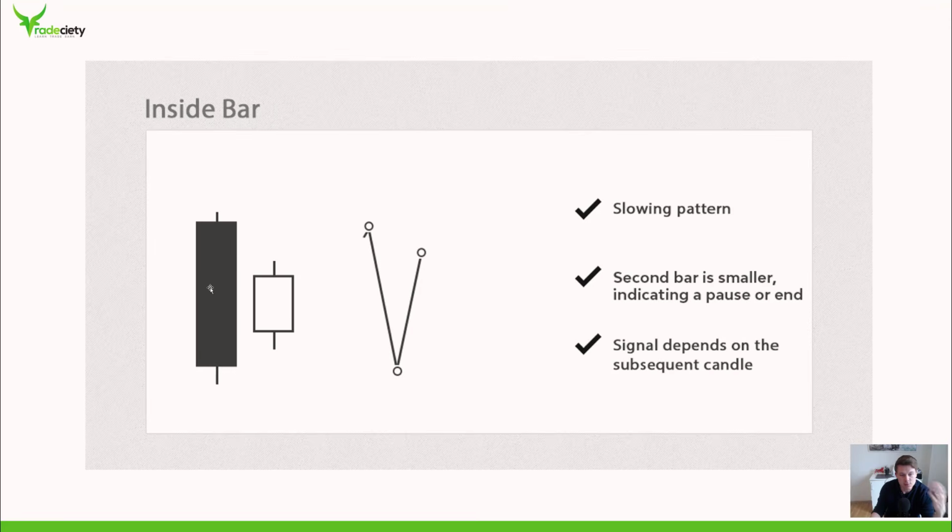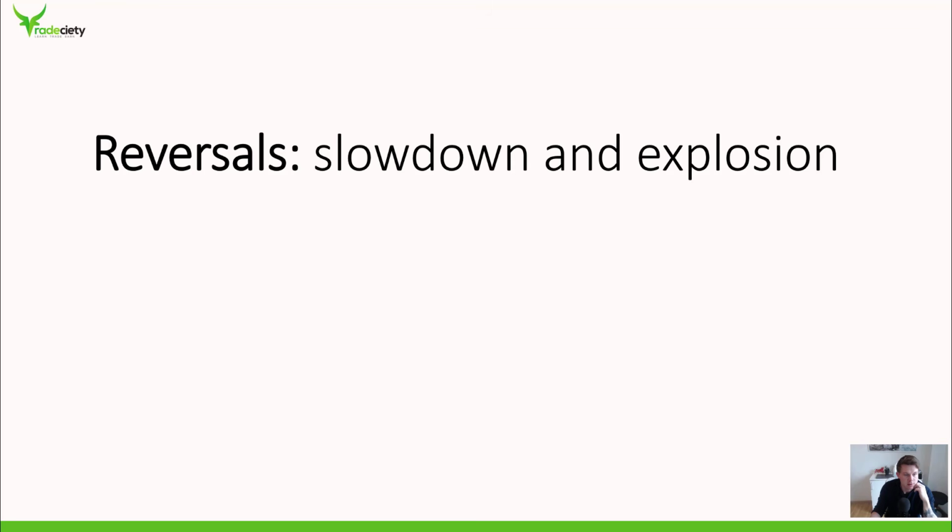Inside bars are as well 2 candlestick patterns, and here it's exactly flipped around the opposite way. The first candle is usually the large one, and the second one falls into the range of the previous one. So the second candle is inside of the first candle. And it means that the market is slowing down, the momentum is slowing down, and we can use it across various trading strategies.